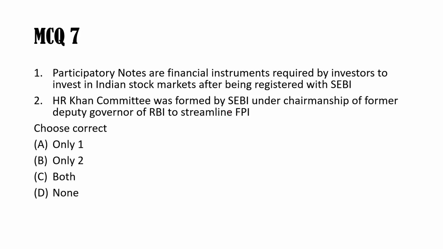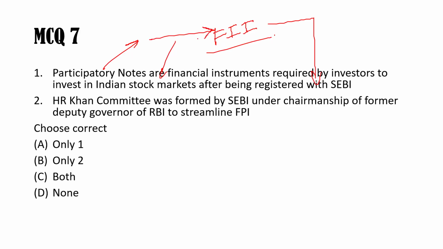How? With the help of participatory notes, the foreign investors will invest in the Indian stock market, and they will come through these foreign institutional investors. These institutional investors are registered with SEBI, but these participatory notes investors are registered with the FII only, and these notes are released by the FII only. So directly with SEBI, these notes investors are not registered. So that is the issue, and that's why, because of this anonymity, a lot of black money is routed through the participatory notes method.